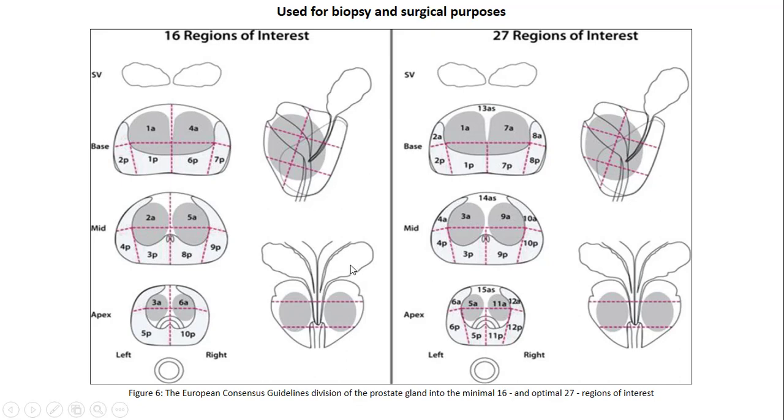This is a nice coronal view where you can see both seminal vesicles here. And it just gives you a good idea of how they very specifically divide up the prostate so that they can see the area that they're treating and the area where a tumor or cancer might be involved in the prostate. So they know exactly where to go to treat this.